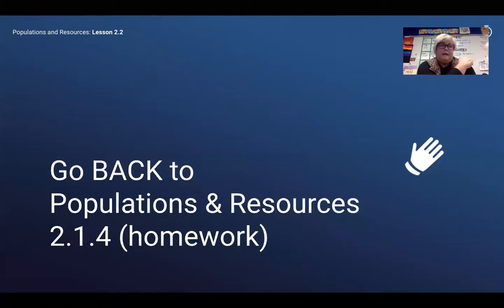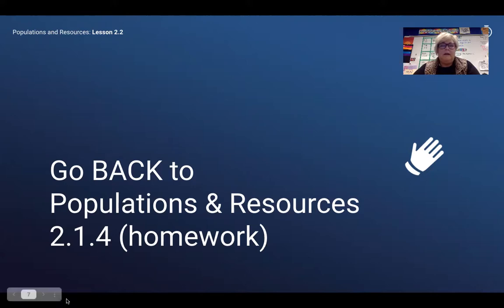Okay, I'm really sorry. I may confuse you for a minute, so listen to me very carefully. There was one activity that we didn't get to last time we met. I would like you to go back to 2.1 and go to activity number 4, which is the homework. Go back to populations and resources, 2.1.4, which is the homework.